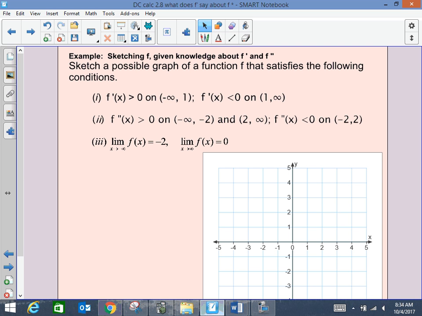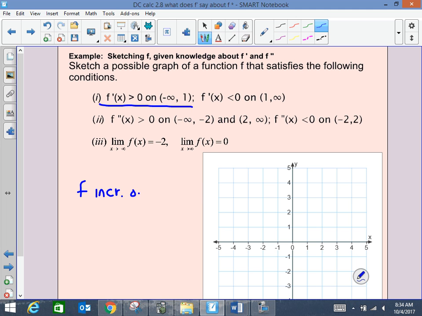So let's figure out what they're telling us here. Okay, f prime is greater than 0 on negative infinity to 1. What does that mean? What do we know about f? It's increasing. Good. Increasing on negative infinity to 1. Okay? I like to start at the negative end. It just makes sense in my brain to start at that end because that's where I usually start graphing.